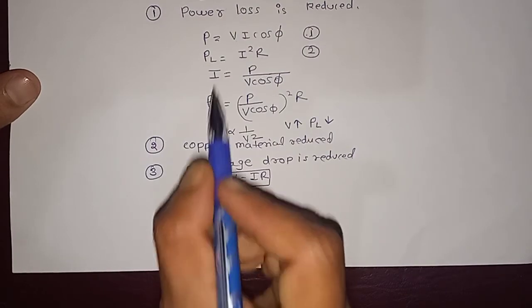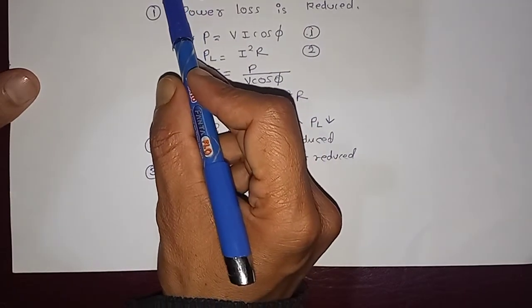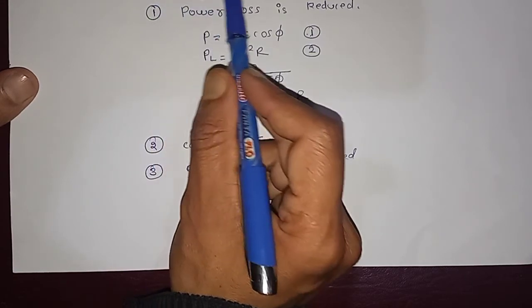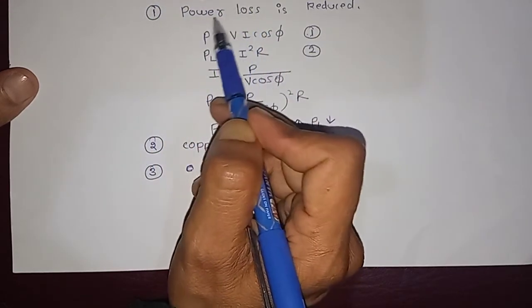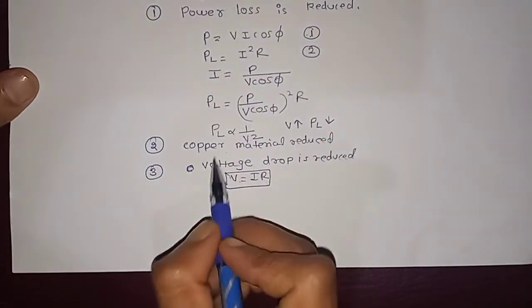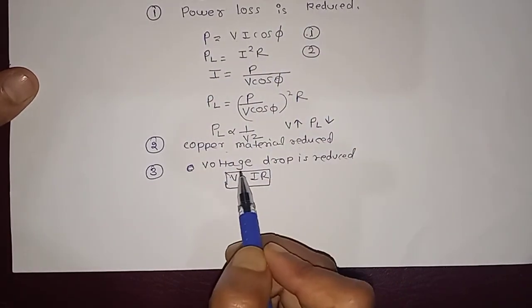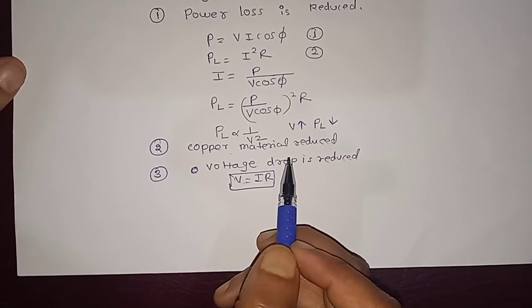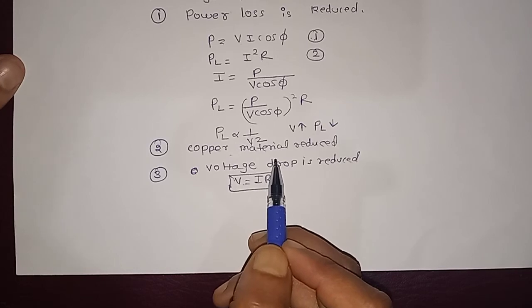That's why at the generation point, the generated voltage we have to make high voltage, so that power loss will be less, material is saved, and voltage drop is reduced. So these are some basics of the single line diagram.